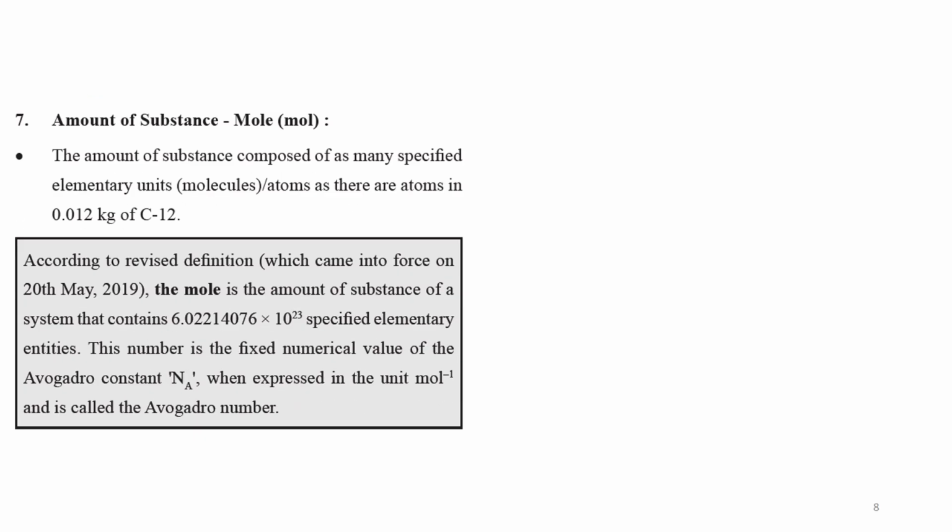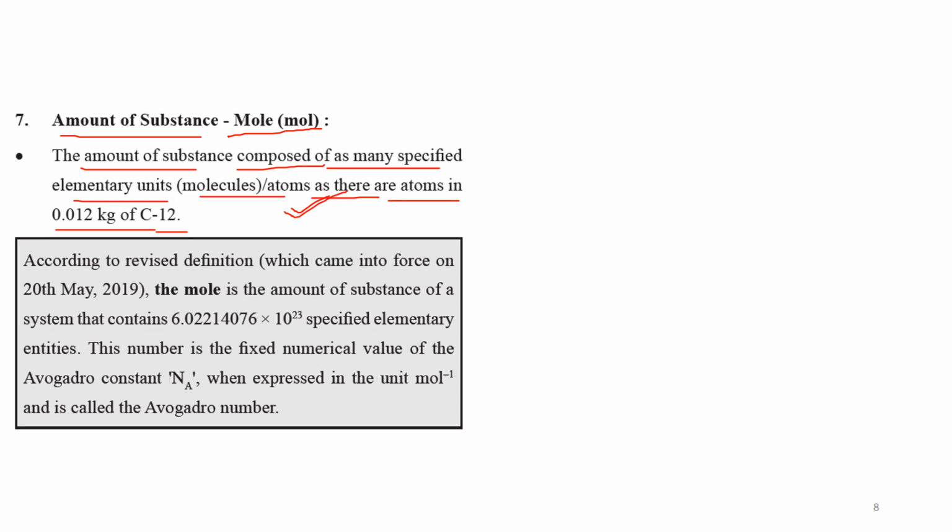Seventh one is the mole. ओके, ये भी हमें हमारे स्कूल टाइम में हम लोग पढ़े होते हैं काफ़ी. So we can see here the amount of substance composed of as many specified elementary units, molecules or atoms, as there are atoms in 0.012 kg of carbon. Okay, so this is nothing but the old definition.